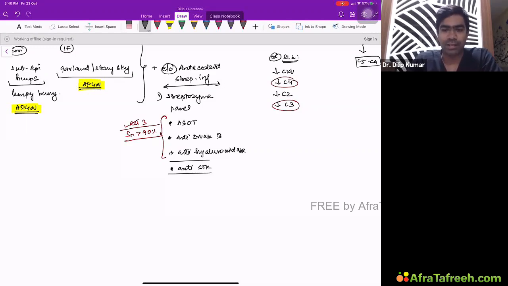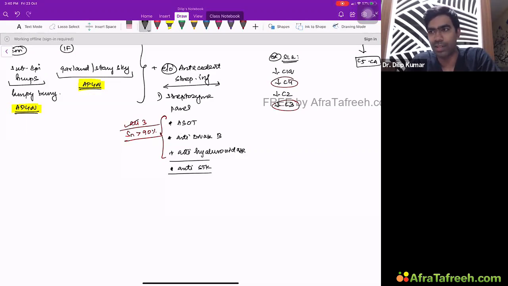But please understand, the sensitivity of ASO titers alone is different. The sensitivity of anti-DNSB titers alone is a bit different. And again, it depends on the type of disease that you get.